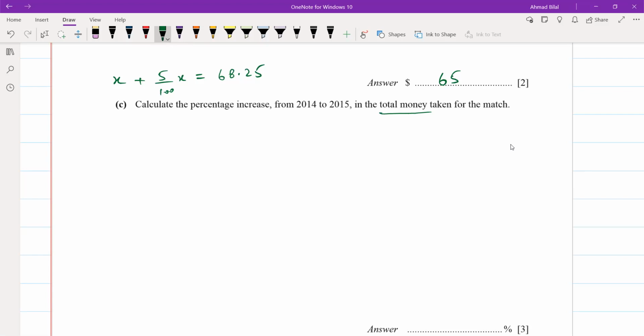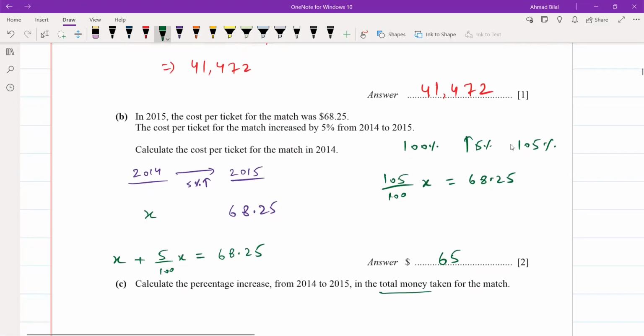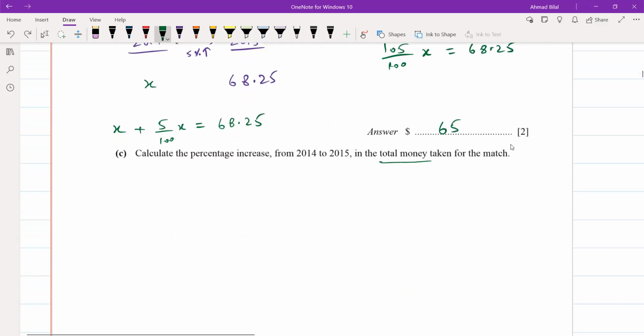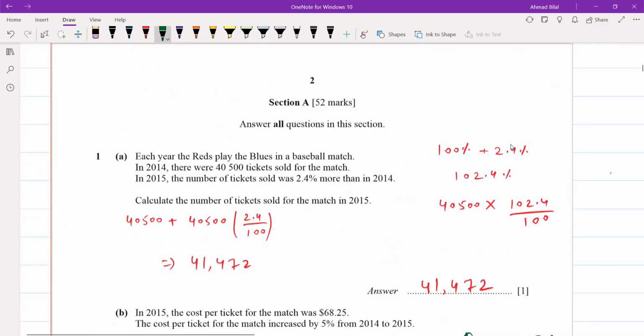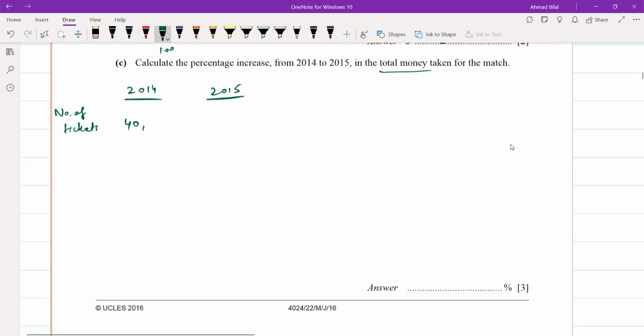See, you have a ticket price, right? There is a ticket price in 2014, and you have the number of tickets sold, right? So how can you calculate the total money? Look at 2014 and look at 2015. What we have, the information that we have above, is the number of tickets. Okay, how many tickets were sold in 2014? They were 40,500. Let's use that number here, 40,500.